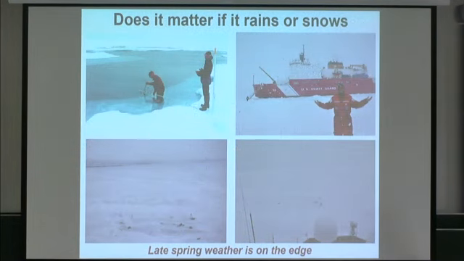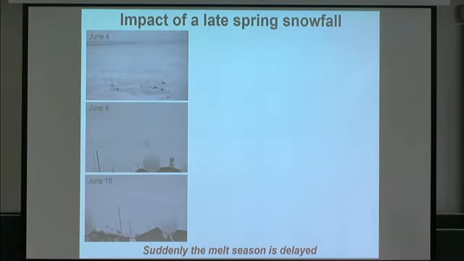It doesn't matter if it rains or snows. In particular, it does matter if it rains or snows right when spring goes into summer, because that's really a delicate time of transition, because the ice is right on the edge. The surface energy balance is right around zero, and it doesn't take much to push it into the melt season. So let's take a look at that by considering an example.